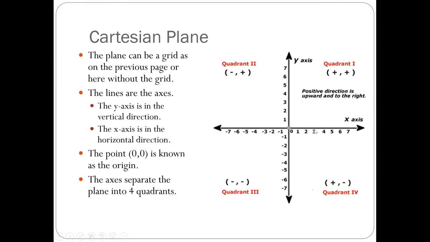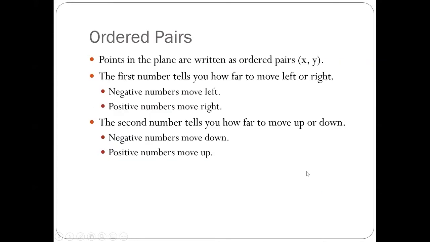A couple other special names. This is the X-axis, and this is the Y-axis. And this point in the middle, 0, 0, you can kind of see it's kind of gray. That is known as the origin. So if you were reading something or doing something, that's what that name is. So we write any point as an ordered pair, and the first number tells you how far to move left or right. Negative numbers move left, positive numbers move right, and the second number tells you how far to move up or down. Negative down, positive up.